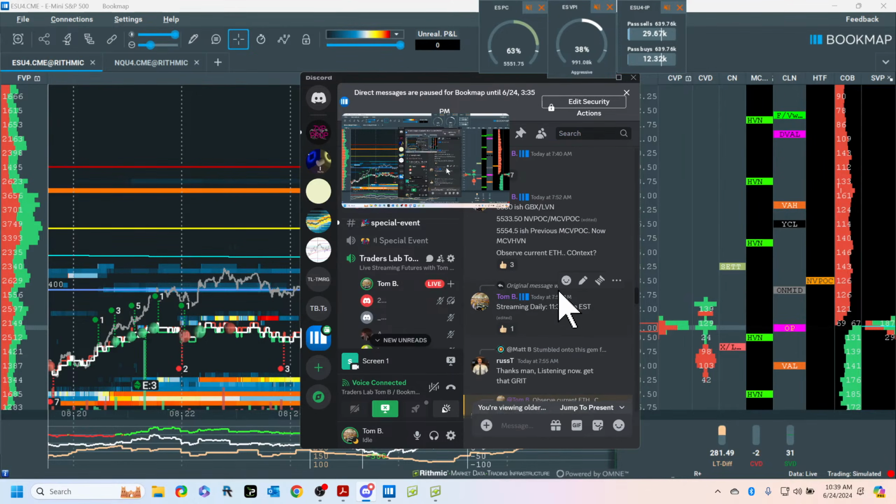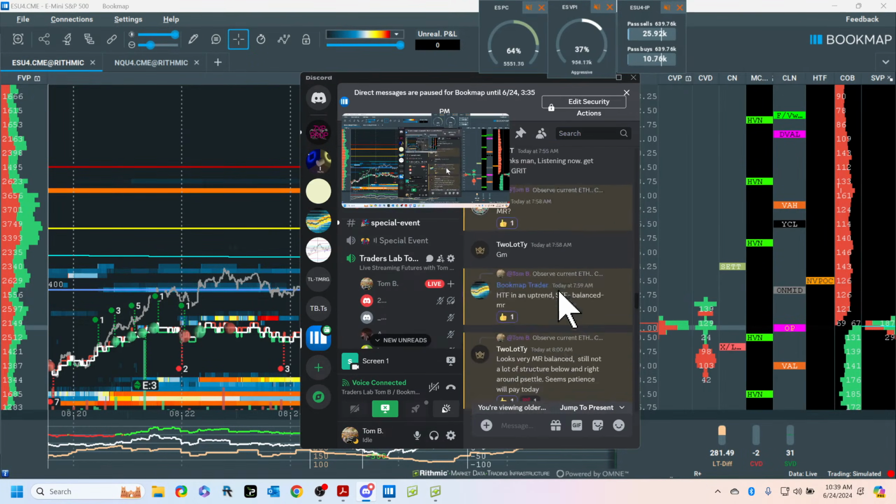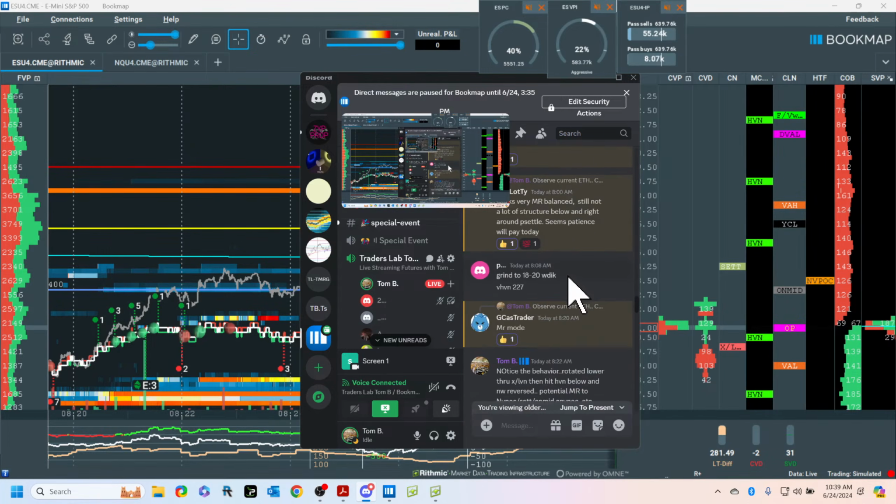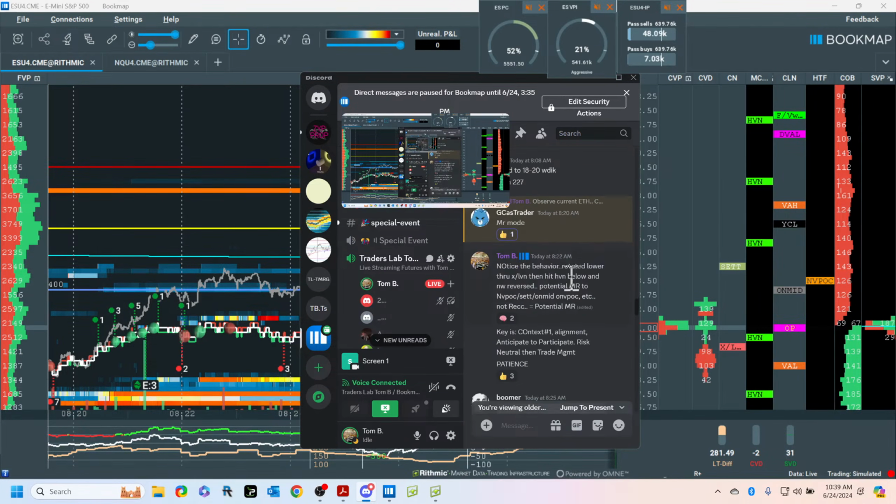What is the context? Mean reversion, balanced. So this is what's going on in the TraderLab. Notice the behavior: it rotated lower, then hit the HVN below, and mean reversion reversed. Potential mean reversion to the naked volume point of control, and I'll show you where these are. Here's the settlement. Here's the naked volume point of control.